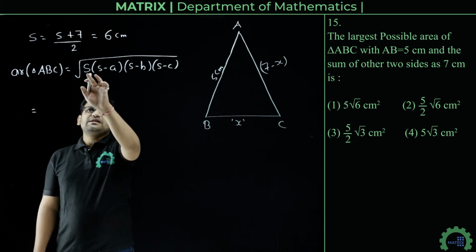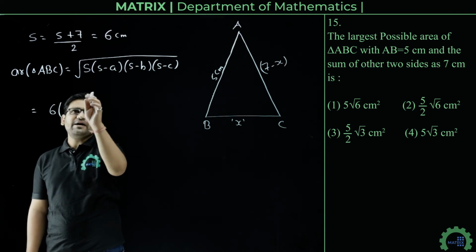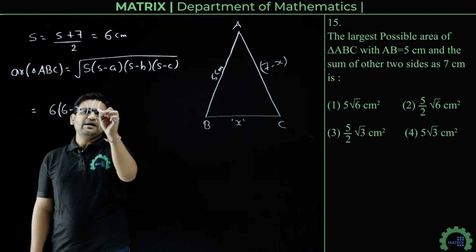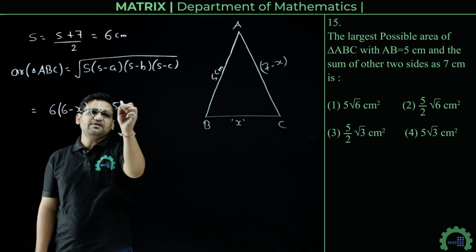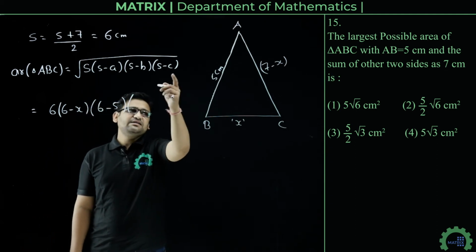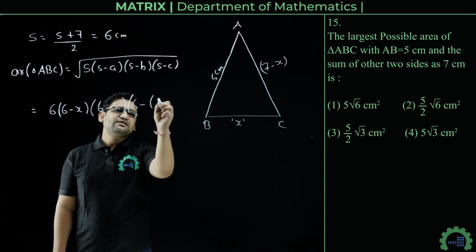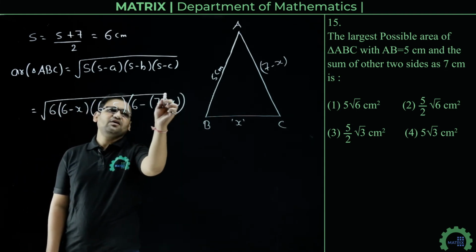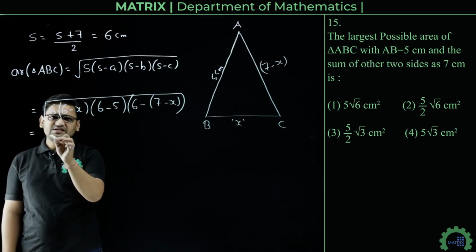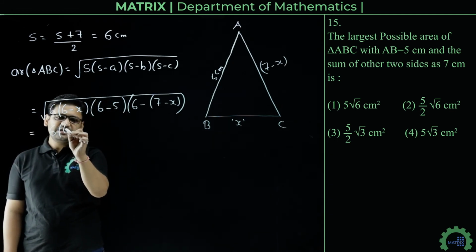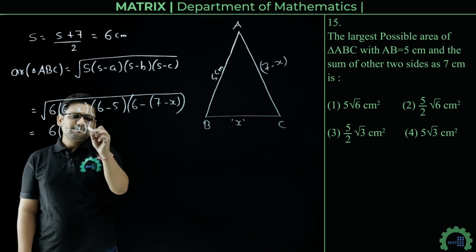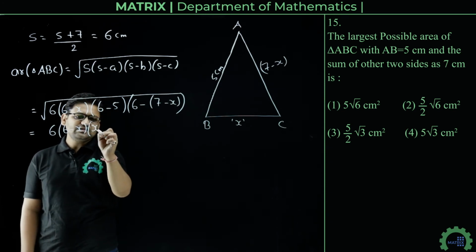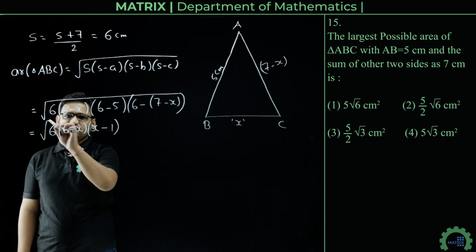Now s is 6 centimeter, so 6 multiplied by 6 minus x, into s minus b, that is 6 minus 5, and 6 minus c, that is 6 minus 7 minus x, whole square root. This is the area of this triangle. So on simplifying this, we get 6 into 6 minus x, this will be 1, and this expression is plus x minus 1. So this is x minus 1 whole square root.